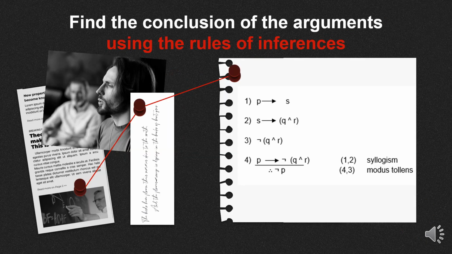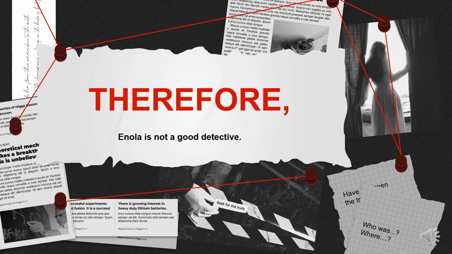Last but not least, the last step is to find the conclusion of the argument using the rules of inference. We can use a syllogism to show that P implies Q and R from the first and second premise. Then, using modus tollens, we can demonstrate not P from the fourth and third premise. The conclusion of the argument is therefore, Enola is not a good detective. From step 3, we know that the argument is valid because we can identify the rule of inference that establishes its validity.